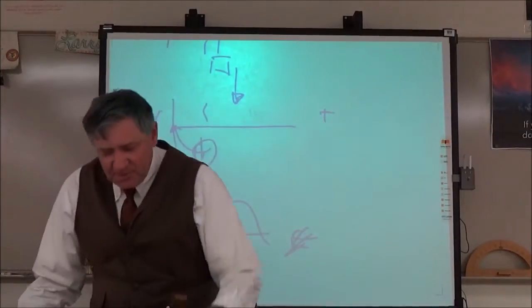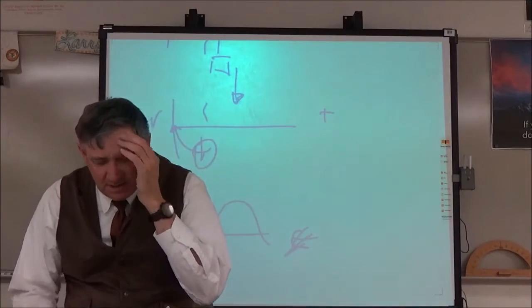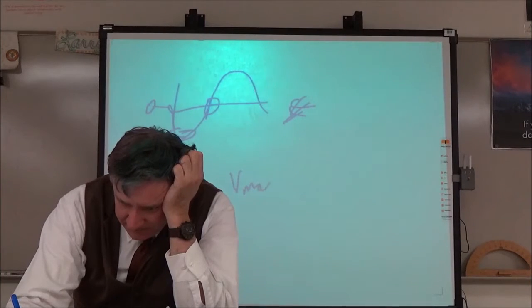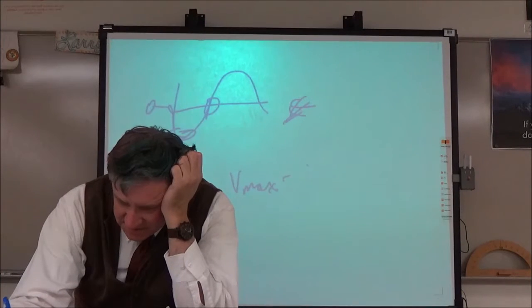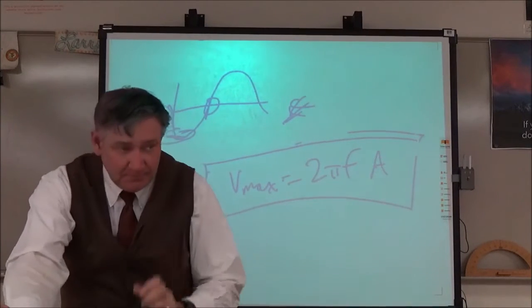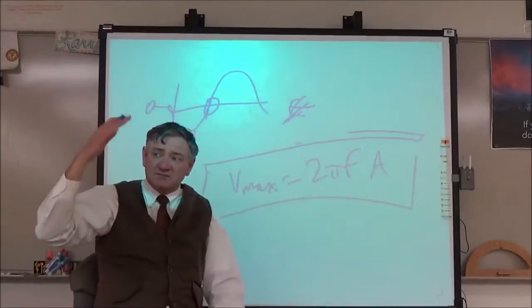if you make the amplitude twice as big, what impact would that have on Vmax? Oh. So here's the deal. If you look at how you calculate Vmax, Vmax is 2 pi times frequency times your amplitude, okay? And hopefully this makes sense.